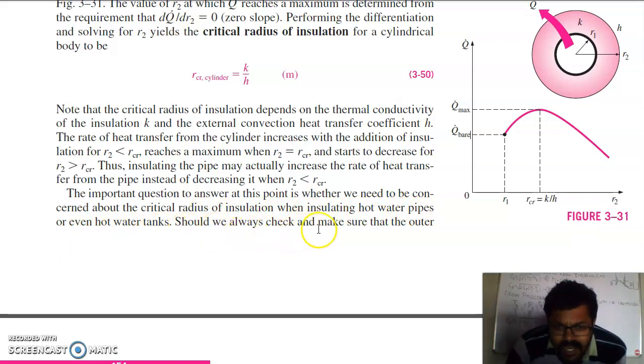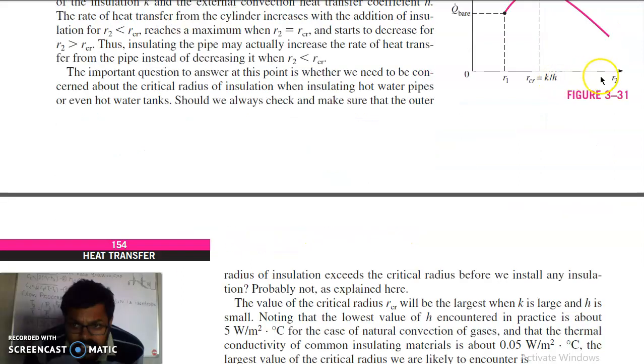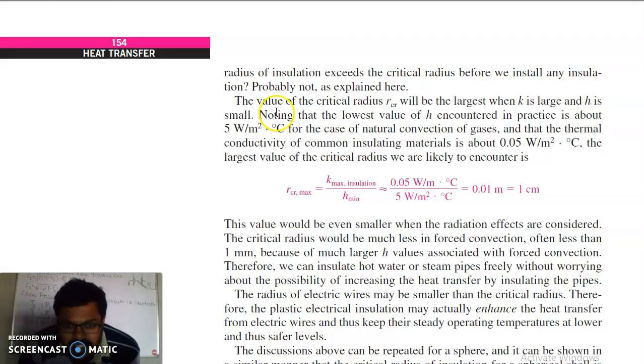Should we always check and make sure that the radius of insulation exceeds the critical radius before we install any insulation? This is explained below. The value of critical radius will be the largest when k is large and h is small. Noting that the lowest value of h encountered in practice, which is due to natural convection, is 5 W/m²·°C for the case of natural convection of gases, and the thermal conductivity of common insulating materials ranges around 0.05 W/m·°C.